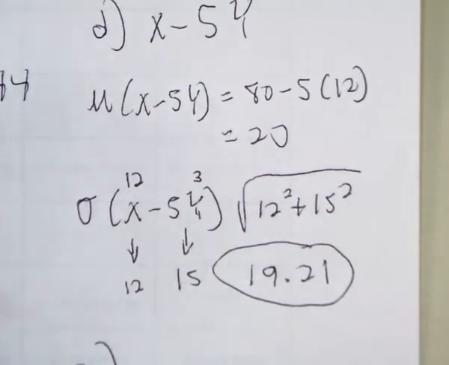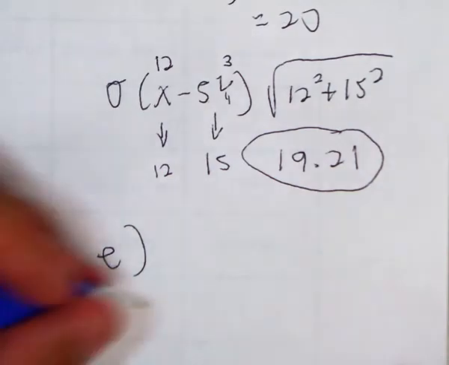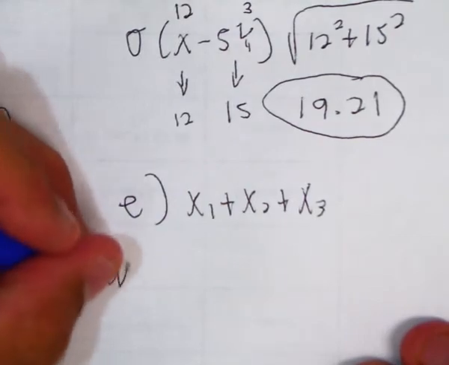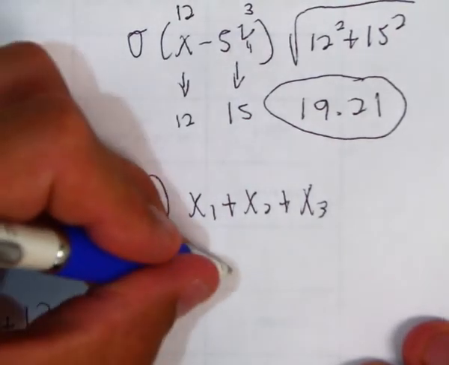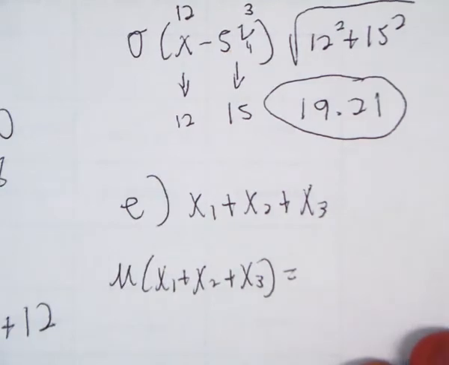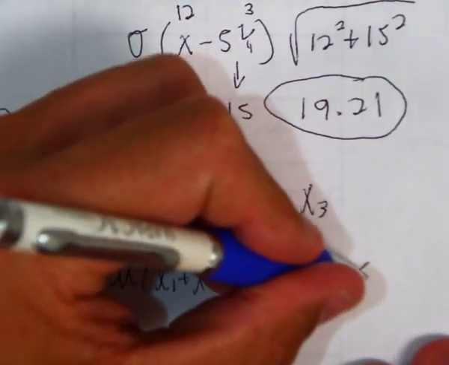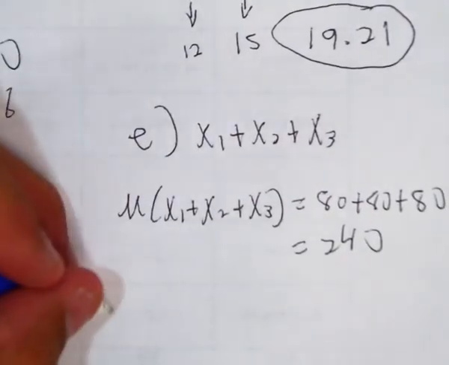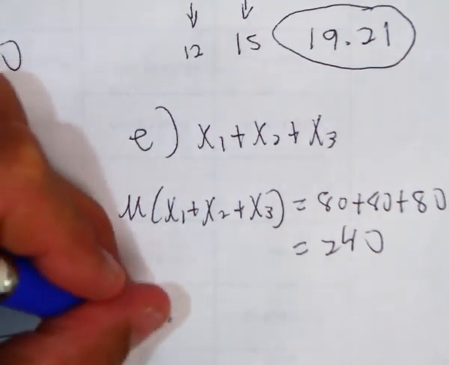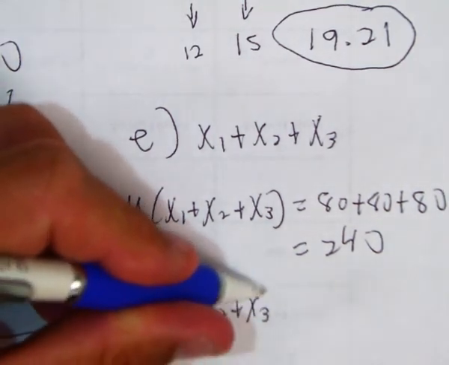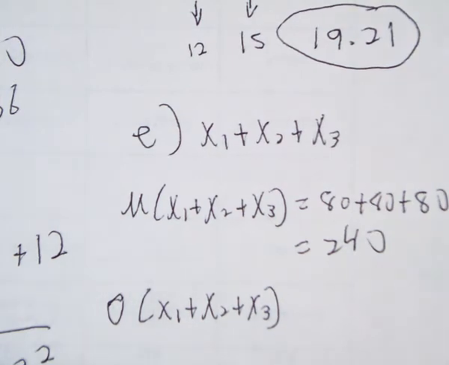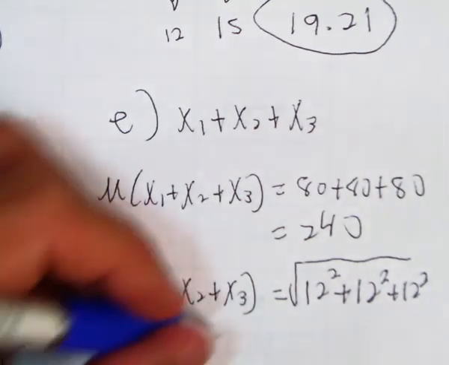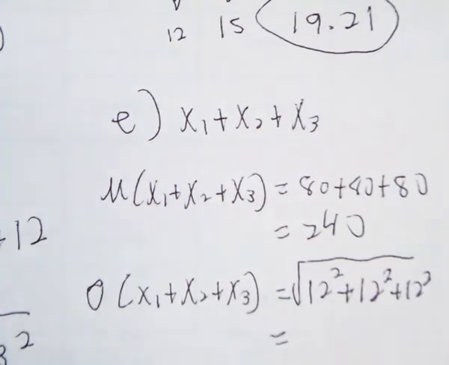And then E, we got x1 plus x2 plus x3. Okay, so the mean is going to be 80 plus 80 plus 80. That's 240. Standard deviation, I got to add the variance 3 times, so the variance is 12 squared. And then I take the square root of that, and if I do that out, I wind up with 20.78.